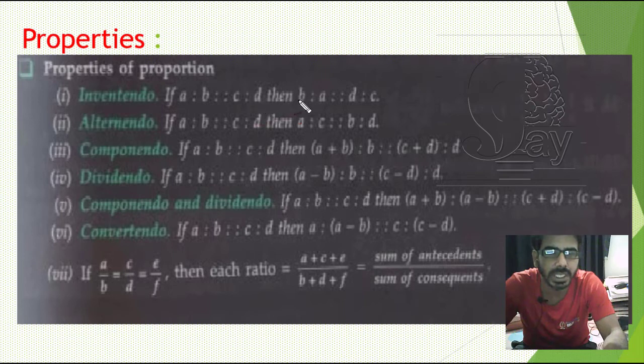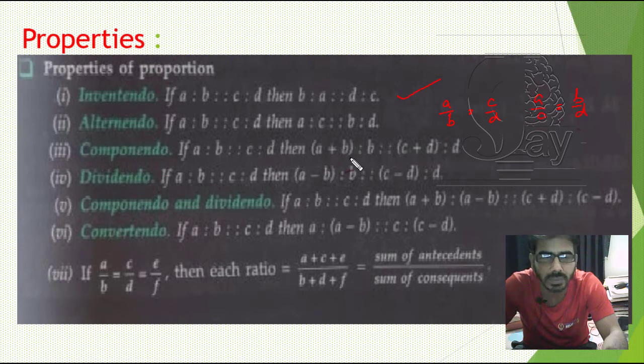What is it? Invertendo. What do you mean by invertendo? We just take the invert of the given ratios. What is alternendo? Alternendo is just shifting C from the second ratio to the first ratio. So if we have A by B equals C by D, we just shift C in place of B and B going to C. We say A by C equals B by D.